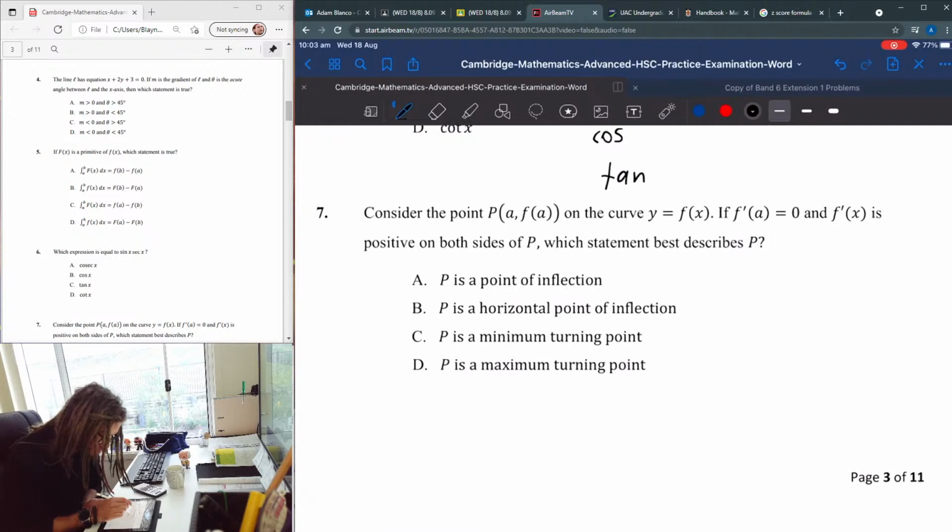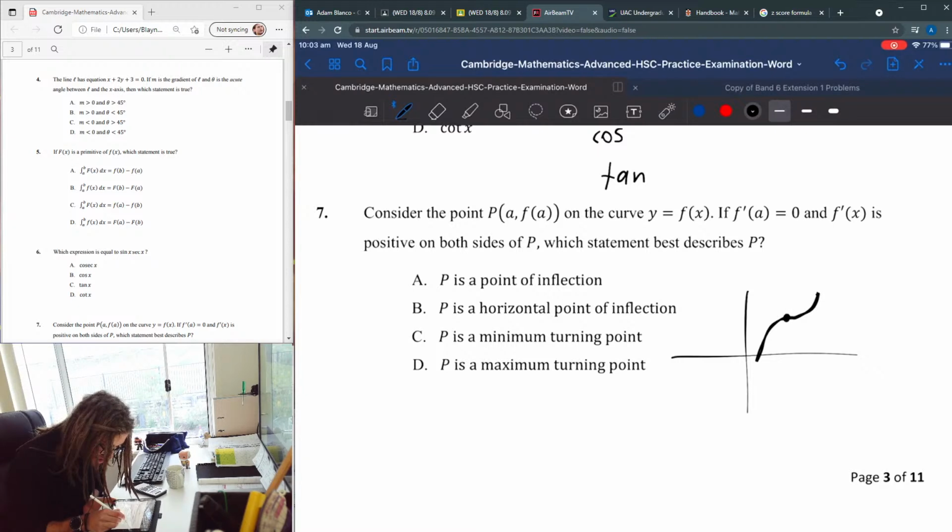Okay, consider a point on a curve. Let's pretend I've got a curve. If the first derivative is equal to 0, what does that mean? Well, that actually means it's a stationary point, and the first derivative is positive on both sides. So if it's positive on both sides, it means it's increasing on both sides. So increasing and increasing, but it is stationary.